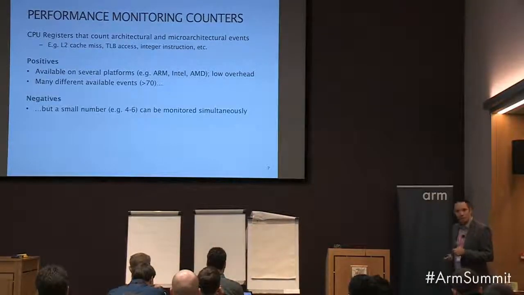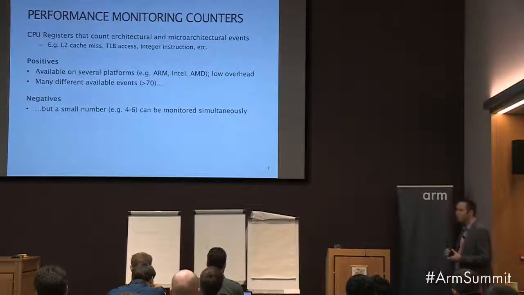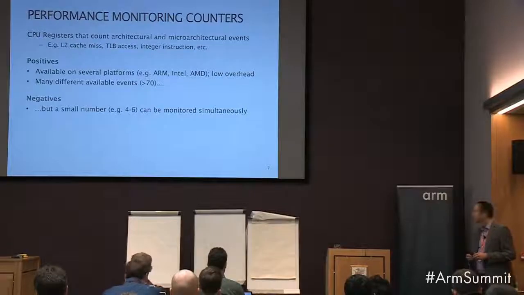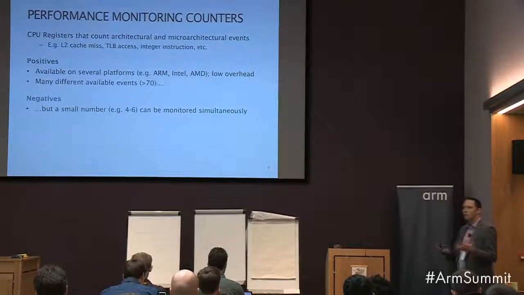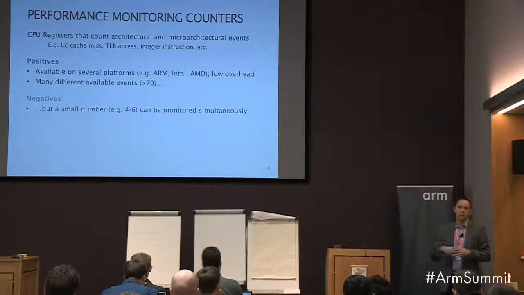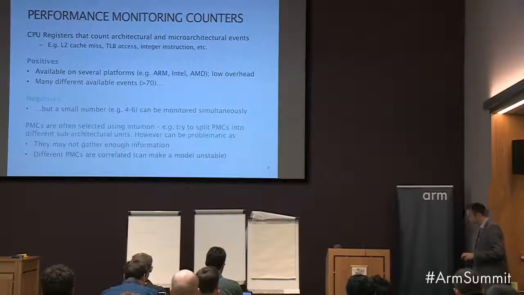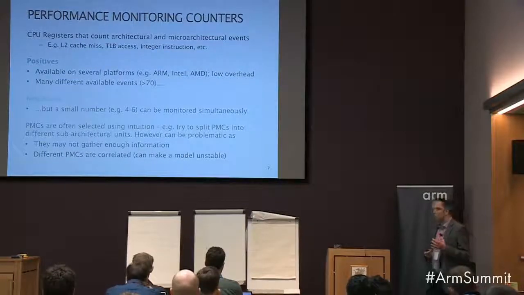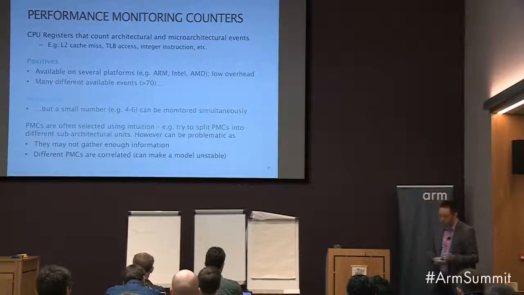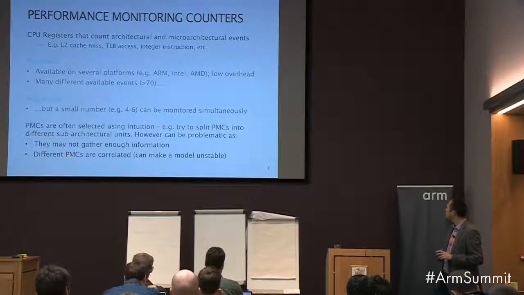One of the negatives, however, is that you can't look at all 70 of those at runtime, and you have to pick a smaller number that you can monitor at the same time. And obviously, this is important in the creation of our power model. We've got to pick a small number of monitors that we're going to say represent the diverse operation of our system. So again, in the literature, these are often selected through intuition, by thinking about what might contribute to power and picking them and combining them together.